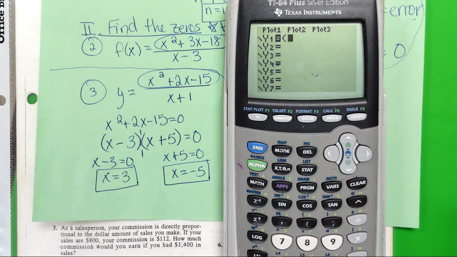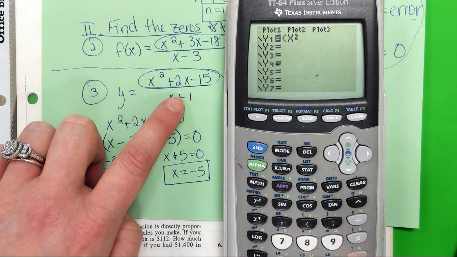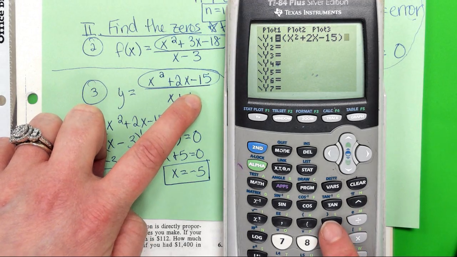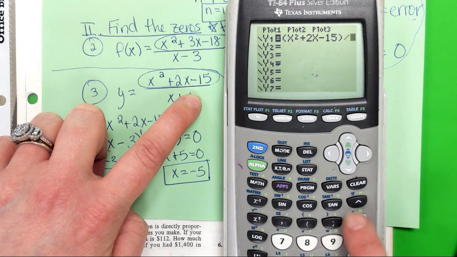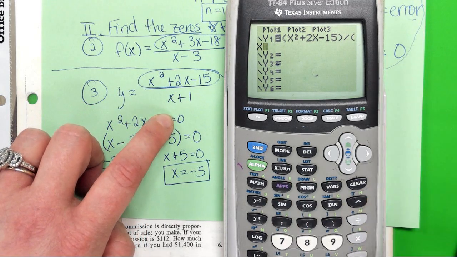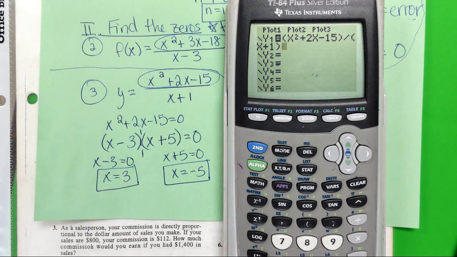All right, so you got to use parentheses. Grab your calculator. Don't get behind. You can write it down in a second. All right, so let's type it in. X squared plus 2x minus 15, close your parentheses, and then divide by x plus 1 in parentheses. Keep it there for a minute if you need to.